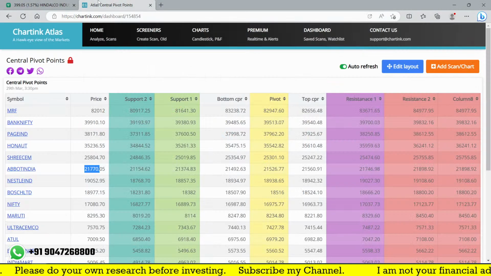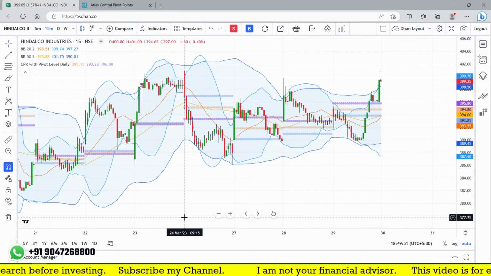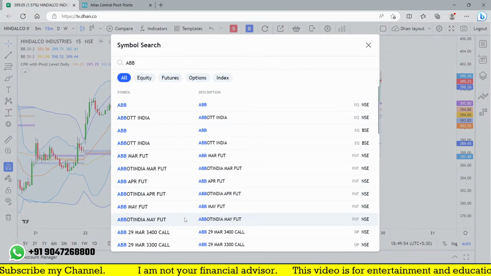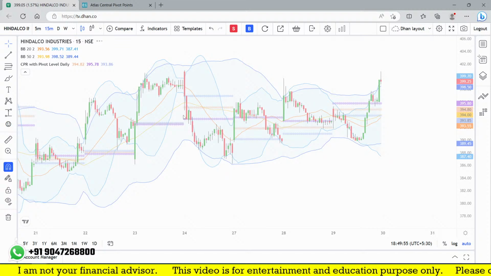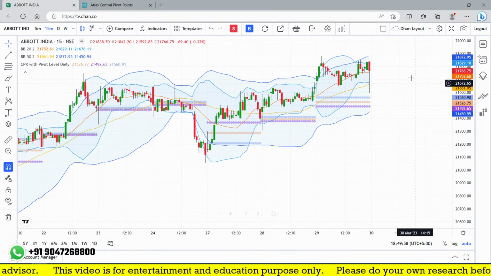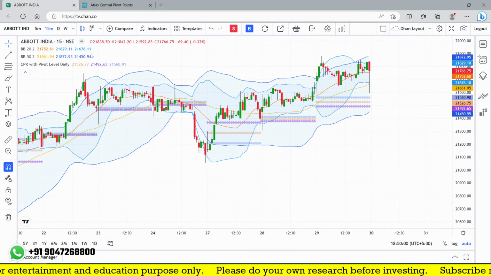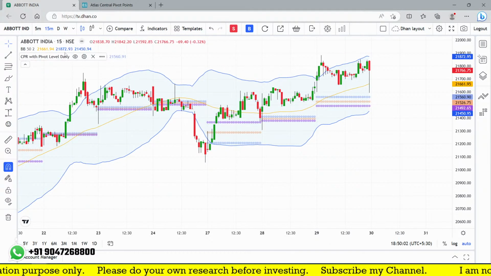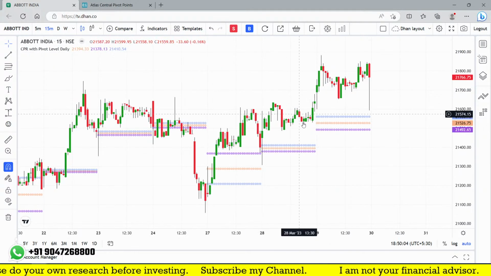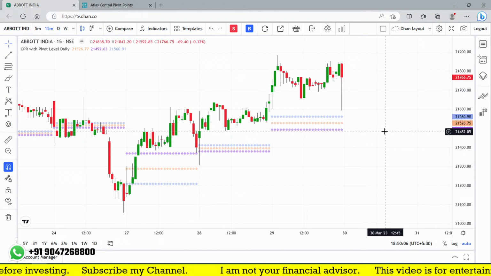So whatever the stock is, ABB India, it is about to the CPR, and it may be near about the R1 to R2 level. If you remove those indicators, here it is only giving you the CPR level. So we need to add R1 and R2, but we simply created that R1 and R2.